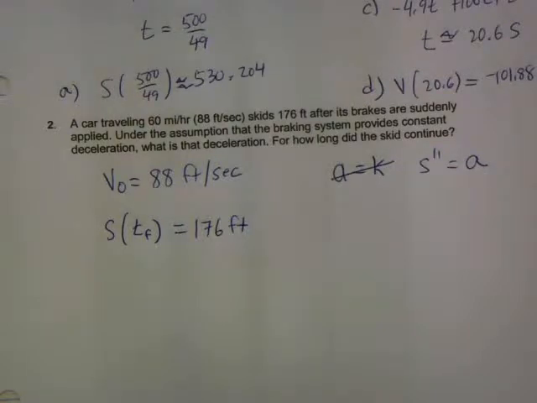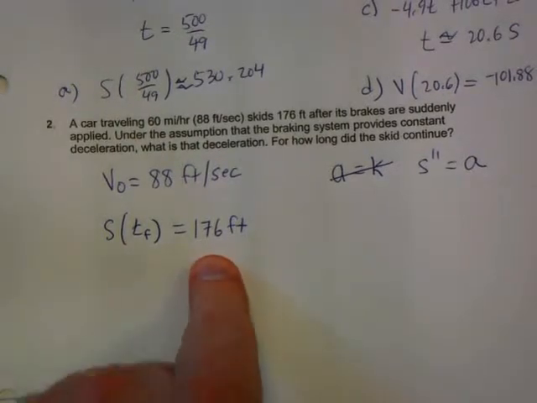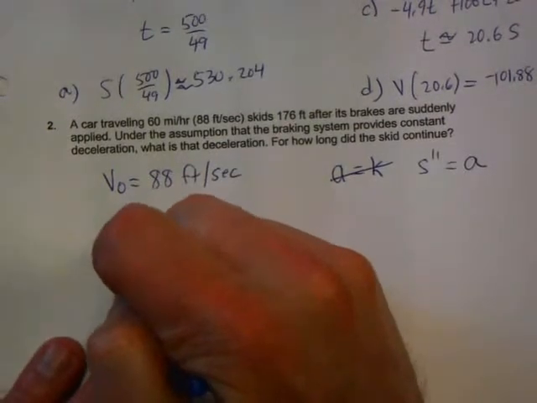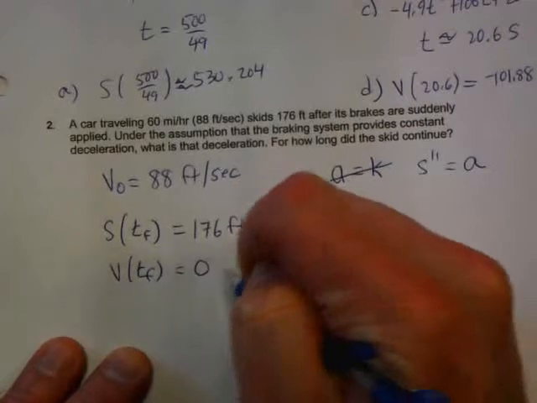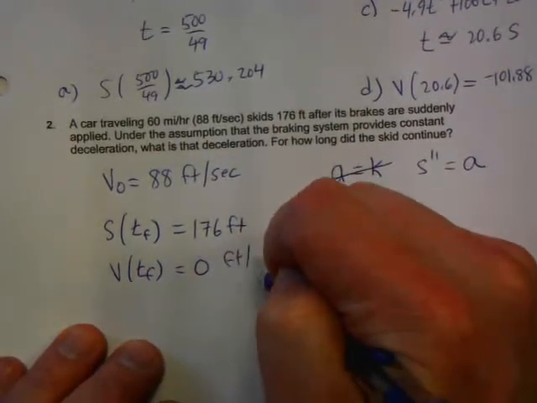Anything else we know? I think there's one more thing we know. What's that? It slid 176 feet. When it gets to 176 feet, that's when it stops. Then it says, for how long did the skid continue? For how long means time. It wants to know the time when the final velocity is 0. So when our position is 176 feet, that's when the car is stopped. So we know our final velocity is 0 feet per second.